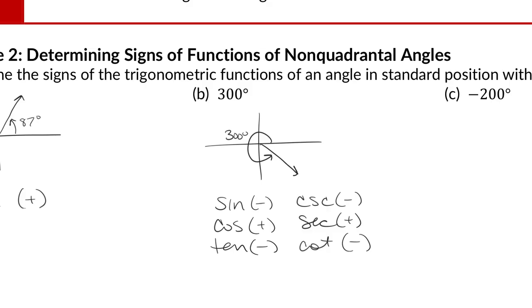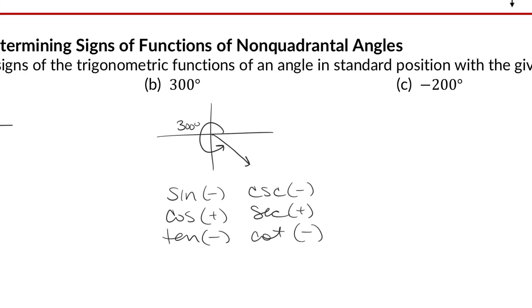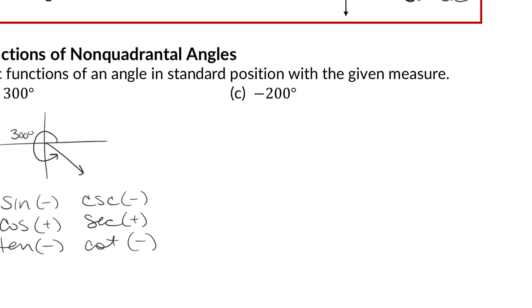See how this is working? Now what if I give you a negative angle? I want you to tell me all the same things about negative 200 degrees. What quadrant would negative 200 degrees be in? So if this is 0, this would be negative 90, negative 180, negative 270. So where's 200? Oh, it's in that second quadrant. It's just going this direction because it's negative 200 degrees.